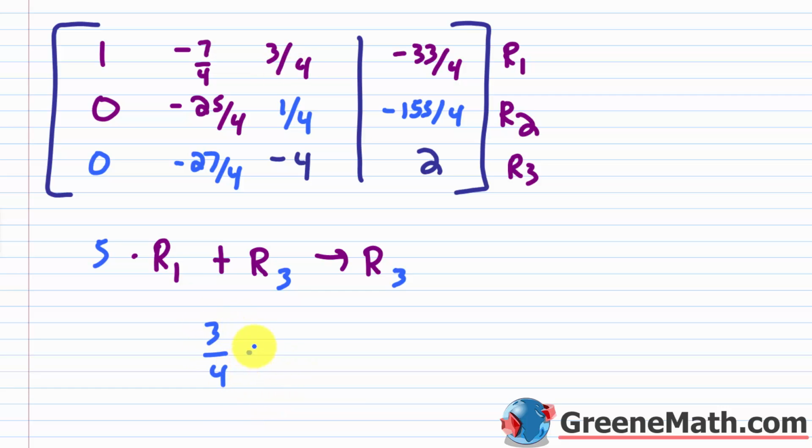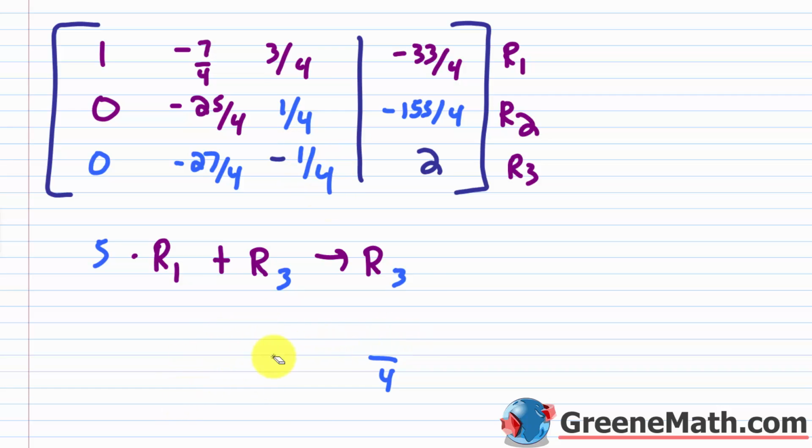Okay, the next thing I want to do is take 3 fourths and multiply it by 5. And then add the result to negative 4. So this is going to end up being 15 fourths. Okay. And if I add this to negative 4, let's write this as negative 16 over 4. So 15 plus negative 16 is negative 1. So this will end up being negative 1/4. Okay, so negative 1/4.